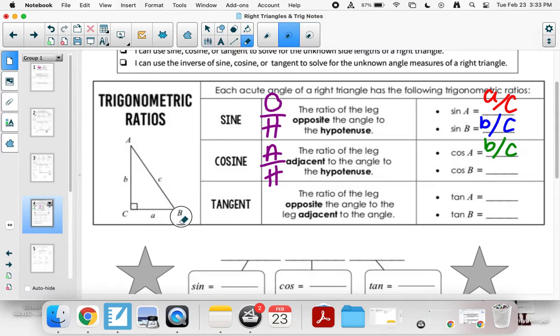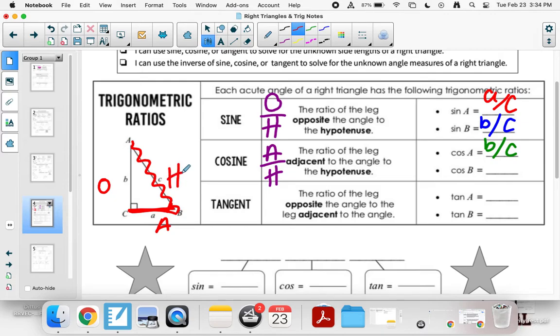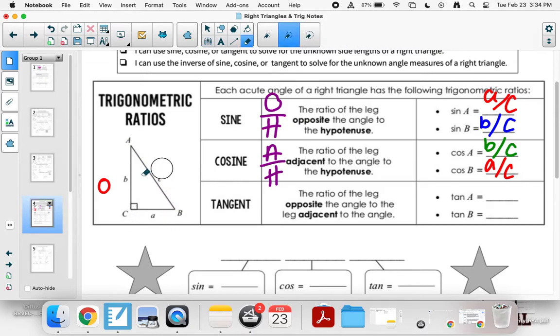If we look from B's point of view, from our angle B, we said before our opposite was the side B. So adjacent, again, is not our hypotenuse. Our hypotenuse is always going to be the same no matter what angle we're looking at. So adjacent, next to, the one that's touching it, that's not our hypotenuse, is this side A. That's our adjacent. And then here's our hypotenuse. So our fraction is A over C, the adjacent side over our hypotenuse. And those are the letters that represent those sides.